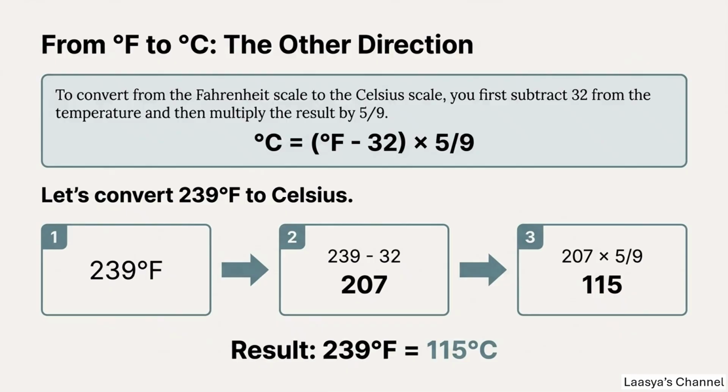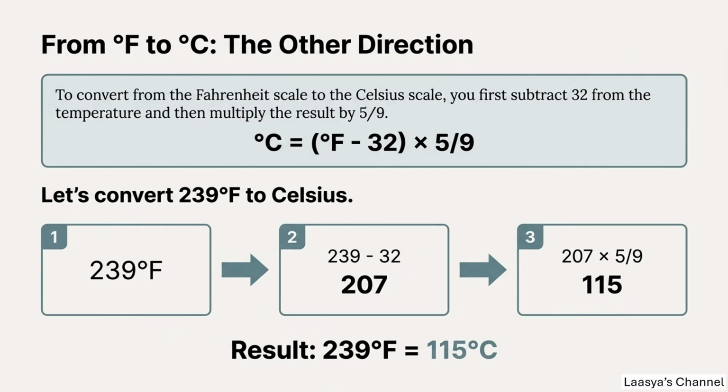Next, from Fahrenheit to degree Celsius, the other direction. See, to convert from the Fahrenheit scale to the Celsius scale, you first subtract 32 from the temperature and then multiply the result by 5 by 9. See here, the formula: degree Celsius equals Fahrenheit minus 32 into 5 by 9.